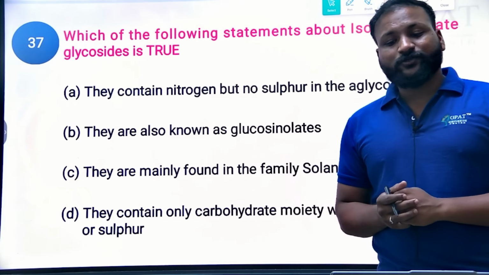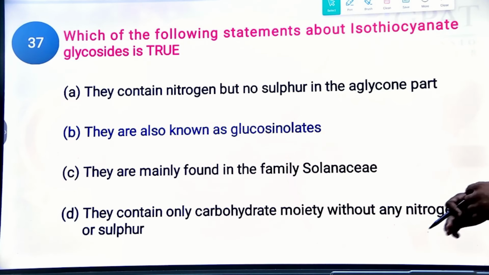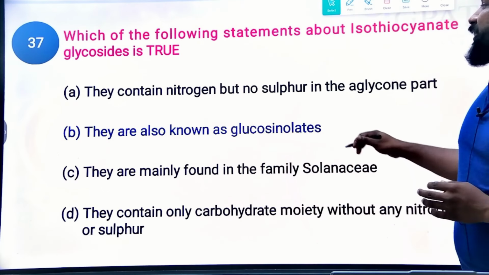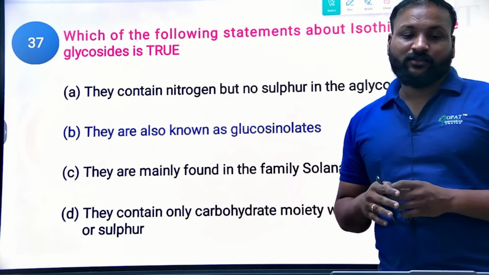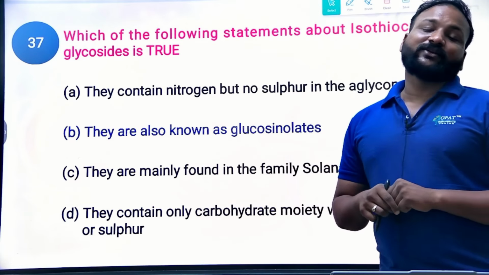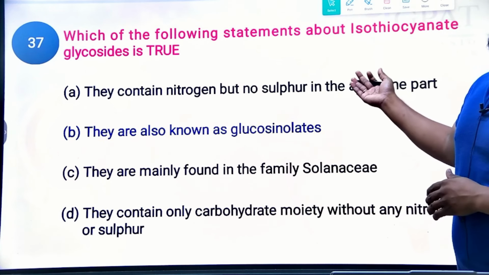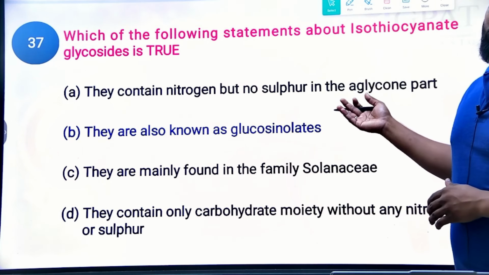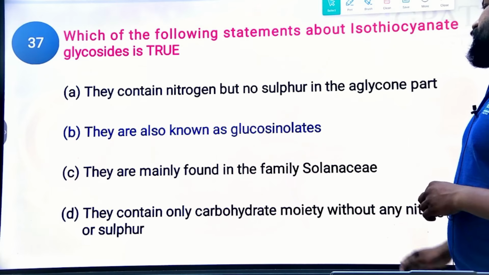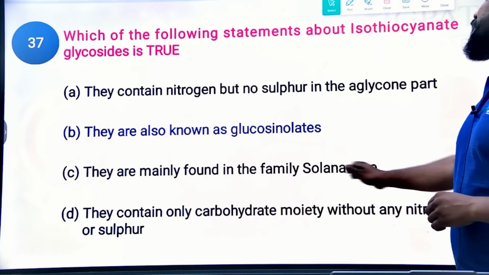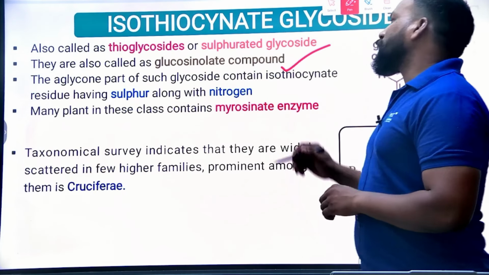Which statement is true, dear students? Let me know. Okay. So the statement is they are known as glucosinolates. They contain nitrogen but no sulfur in the glycone part. Isothiocyanate, thio means it's a sulfur, right? But they are saying in the statement that they contain nitrogen but not sulfur. So that's the wrong statement, and these two are wrong statements. But the only true thing is they're known as glucosinolate compounds.